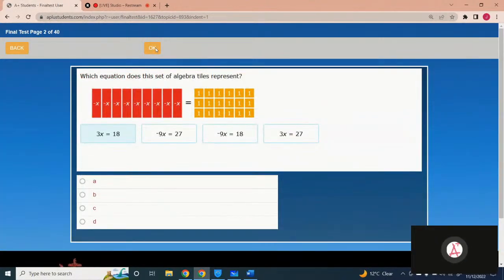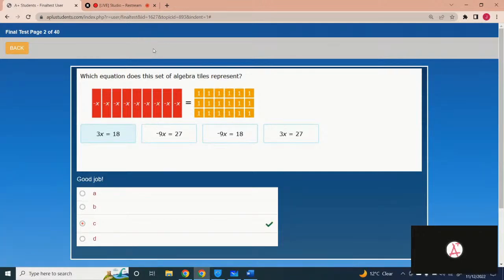Okay, right? Which equation does the set of algebra tiles represent? So you need to find which equation it is. So let's just count. The red tiles always represent the negative number. So you have 1, 2, 3, 4, 5, 6, 7, 8, 9 red tiles. So it would represent negative 9x. Let's just count 1, 2, 3, 4, 5, 6. It would be 18, because each row has 6 ones, so it would be 18. So the equation is negative 9x equals 18. That would be option number C. Got it? Just select the correct option and click on the OK button.